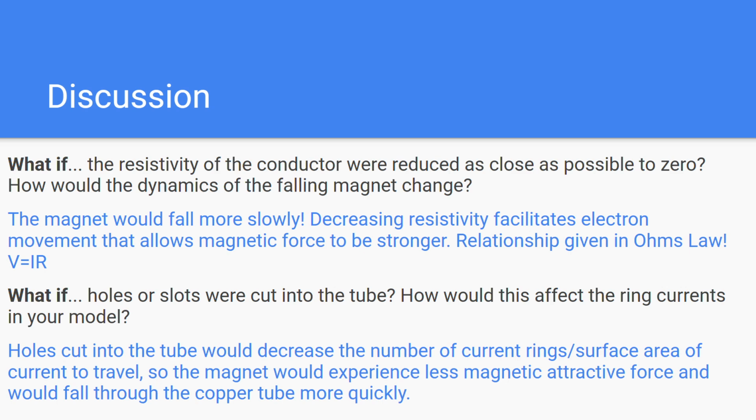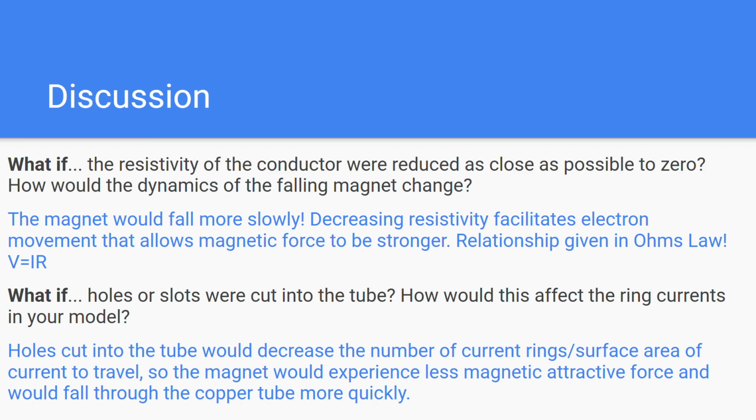Some discussion questions. What if the resistivity of the conductor were reduced to as close as possible to zero? The magnet would fall more slowly because decreasing resistivity facilitates electron movement that contributes to current and allows magnetic force to be stronger. This relationship is given in Ohm's law, where the voltage is equal to current times resistance.